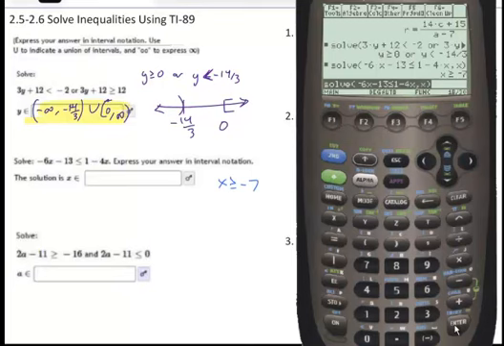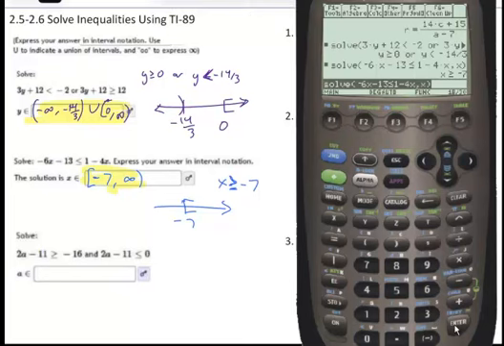So this is our answer. It's easy to express this. We have one critical point. Arrow points to the right. It does have an equal sign, so we put in the equals to create that bracket. And so you get negative 7 to infinity, always a parentheses at the infinity. We have a bracket at the negative 7. And so that would be your solution.